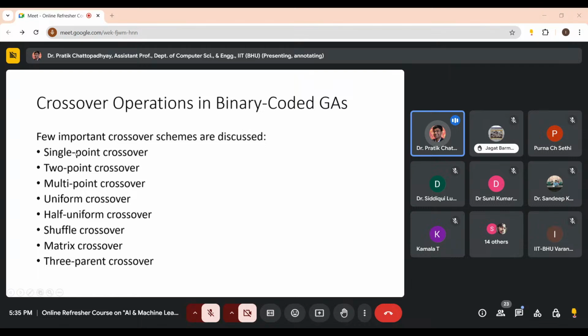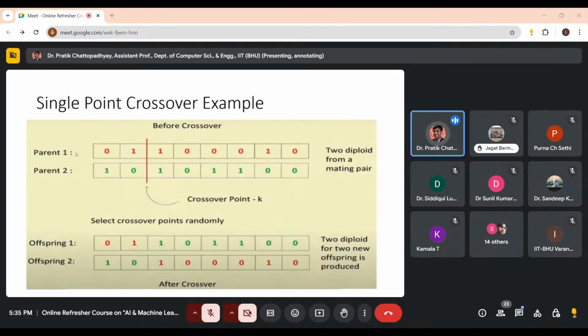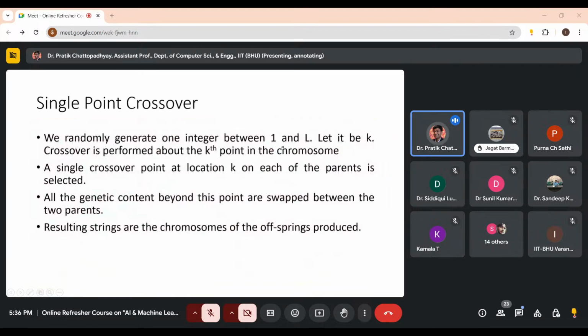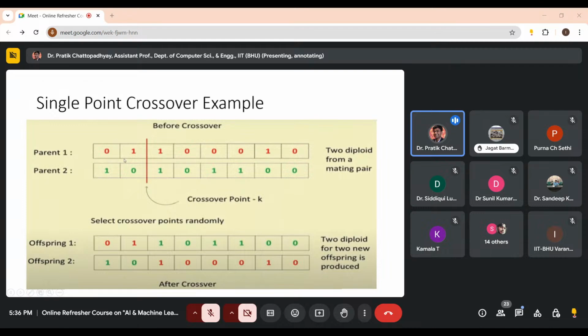So, single point crossover. How it is done? We have these two parents. Let's say this is one solution. This is one more solution. Two parents are combined to get two offspring. First, we decide a crossover point. In this particular case, these are 8-bit strings, as you can see. So the crossover point can be any number between 1 and L. We can do crossover after the first bit or after the second bit or third bit or fourth bit or fifth, sixth, seventh. So we can do crossover at any one point. This is called single point crossover.